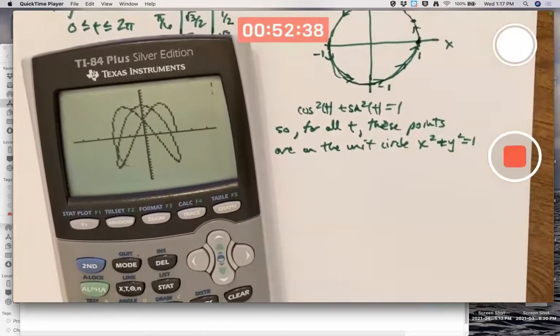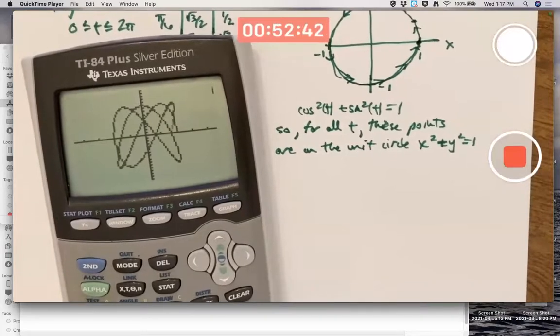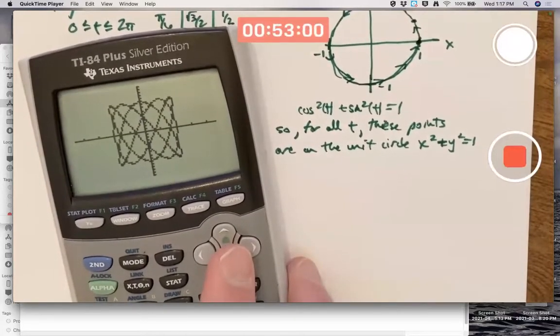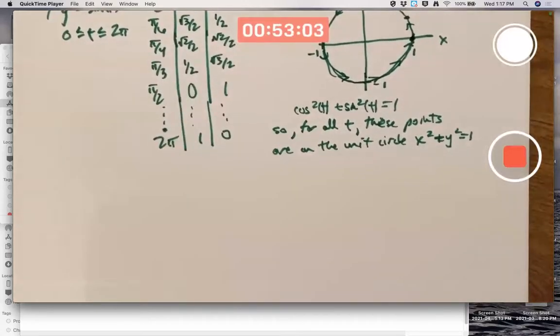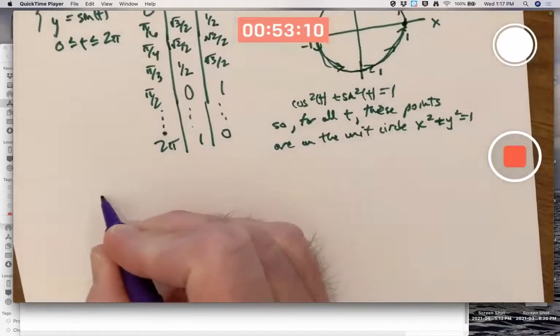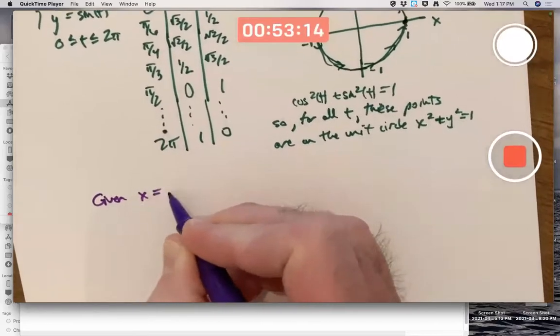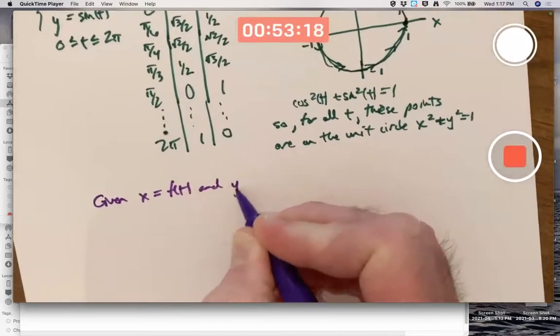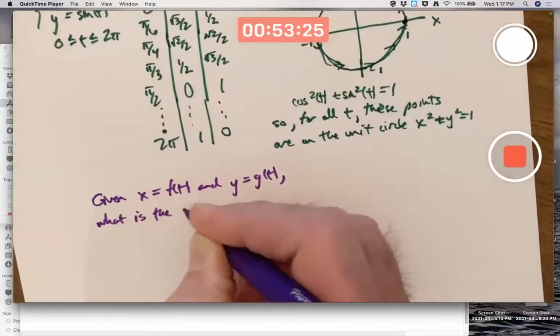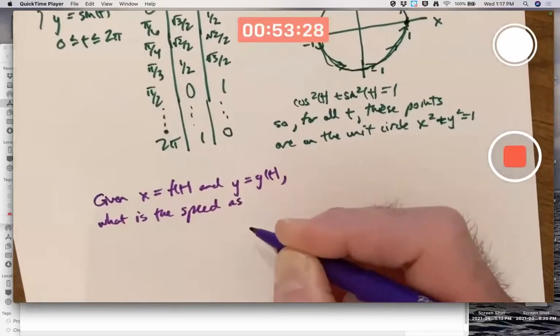You could imagine you're driving around a parking lot like this. You're looking straight down on the parking lot, and you're driving your car around like that, and hopefully not getting stopped by the police. Okay? It's a motion, though. Being a motion means there's going to be a speed. What is the speed? Given x equals f of t and y equals g of t, what is the speed as a function of time, because you're not necessarily going at a constant speed.